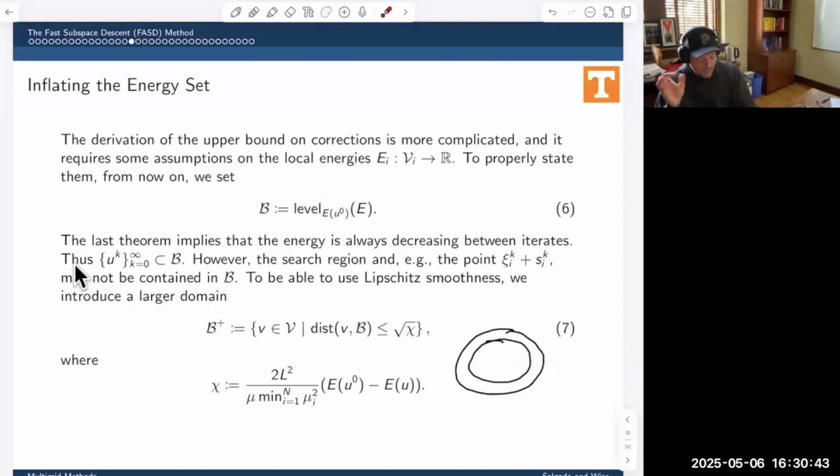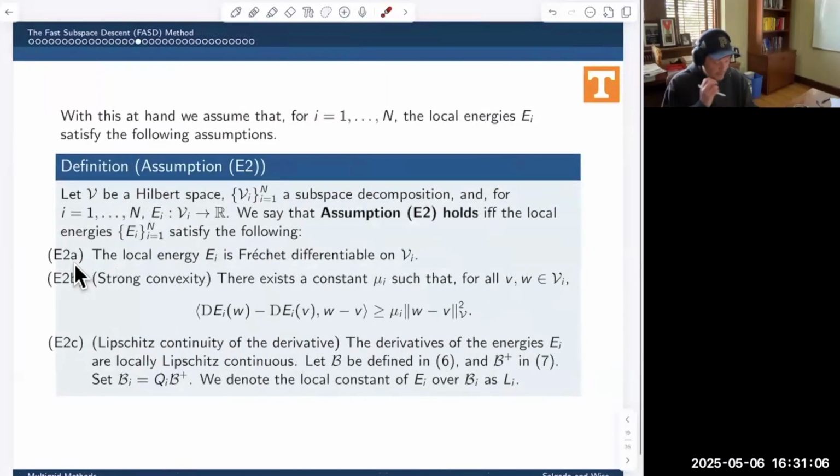That length, that layer. And what is chi? Chi is some complicated number. You don't have to worry about it because we're not going to worry about it too much. All you have to worry about is that B plus is this expanded set. So here's my initial bounded energy set, and all I'm going to do is blow that up a little bit, like I'm blowing up a balloon. That's called B plus.